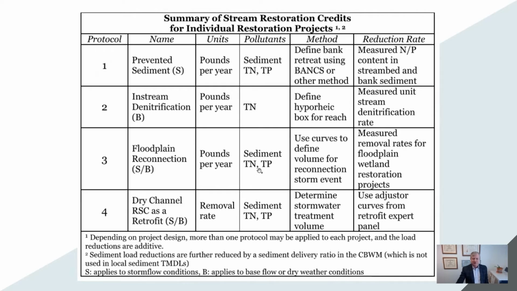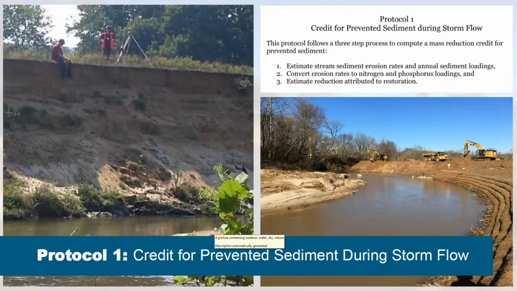Again, these protocols have been vetted through the Chesapeake Bay TMDL, North Carolina, South Carolina, Georgia. States that aren't in Chesapeake Bay are also looking at stream restoration as a BMP. And my belief is Colorado needs to define these as well. And then the last one is dry channel or regenerative stormwater conveyances as a retrofit. So that's really retrofit and outfalls, and I'll get more into this in a minute. So let's get into it.